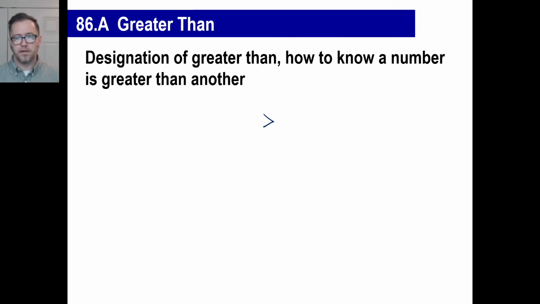Well, one way to look at it is if it's on a number line, no matter where it is. Let's say you have a number here and a number here. Well, we know any number to the right of another number is greater than, okay?